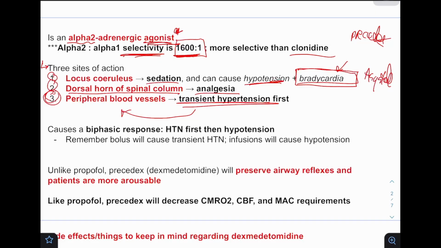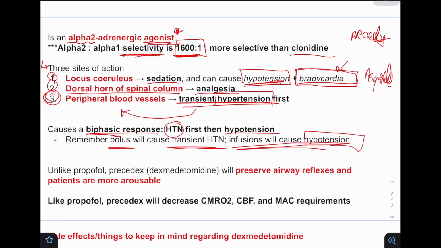Now, you may be wondering how it is able to create both hypotension and hypertension. Well, the medication has a biphasic response. That means that first there will be hypertension due to the bolus, and then later on it will lead to hypotension. So a bolus of Precedex will typically cause transient hypertension that eventually leads into hypotension, but a continuous infusion will almost always cause hypotension. So just remember that bolus leads to hypertension, infusions will cause hypotension.